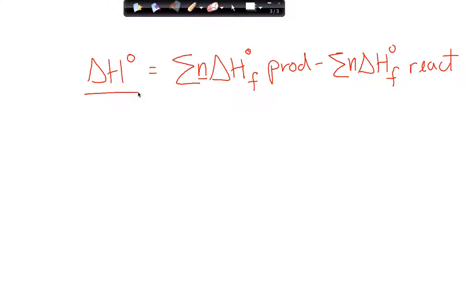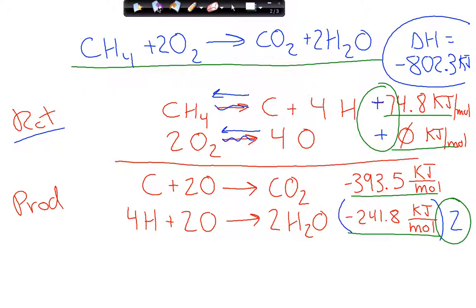The enthalpy change for a reaction is equal to the sum of the heats of formation for the products times the number of moles of product, minus the sum of the heats of formation of the reactants times the number of moles of reactants. Now guys, why is this subtraction rather than addition? And the answer is this. Reactants are not formed. Reactants are broken apart, and therefore we have to change the sign.